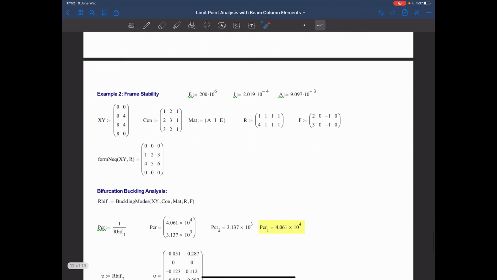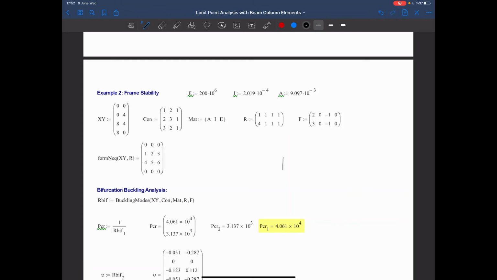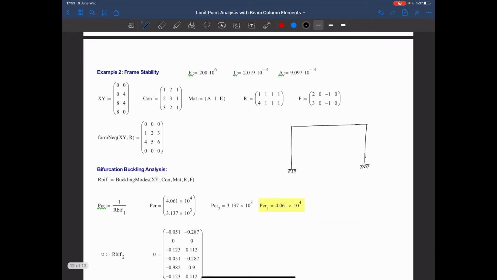Now let's work on the second example. Remember that this is a frame now. Let me draw it one more time. I have this frame. So we did a bifurcation buckling analysis, and the bifurcation buckling analysis gives us our buckling load as 3,137 kilonewtons. And remember that I have -1 and -1 here. If you multiply this scale factor with these forces, you get your buckling load.